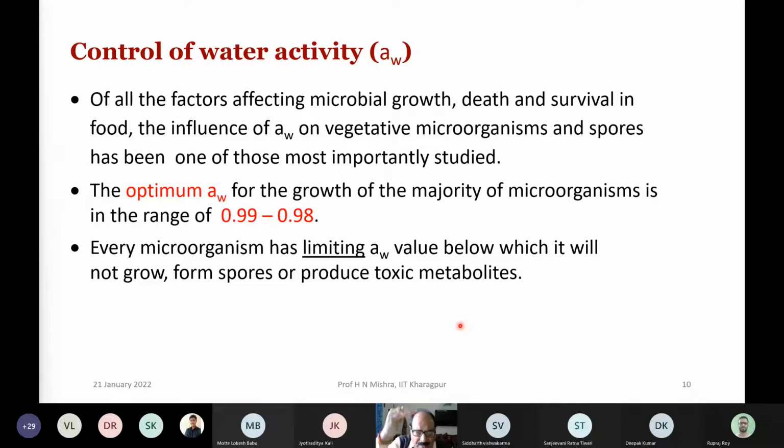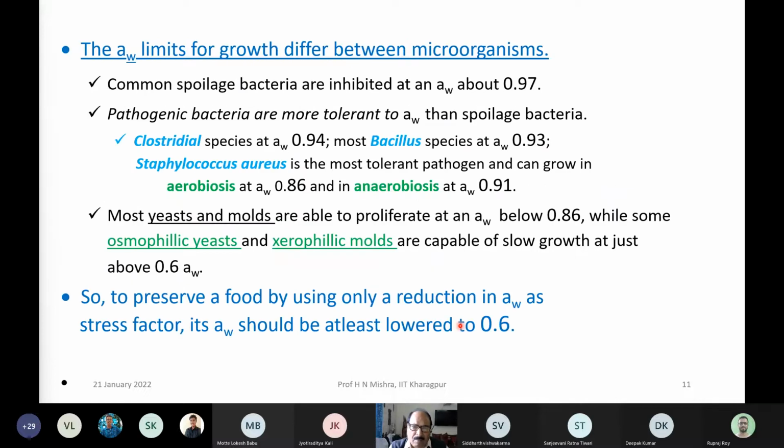However, there are various microorganisms, and every microorganism has a limiting value below which it will not grow, form a spore, or produce toxic metabolites. This 0.99 to 0.98 is the general requirement of almost all microorganisms. But if you lower it, a certain group of microorganisms will not be able to grow. For example, common spoilage bacteria are inhibited at an aw of about 0.96. What does it mean? If you lower the water activity of food to 0.96, the majority of our common spoilage bacteria will not be able to grow in that food.